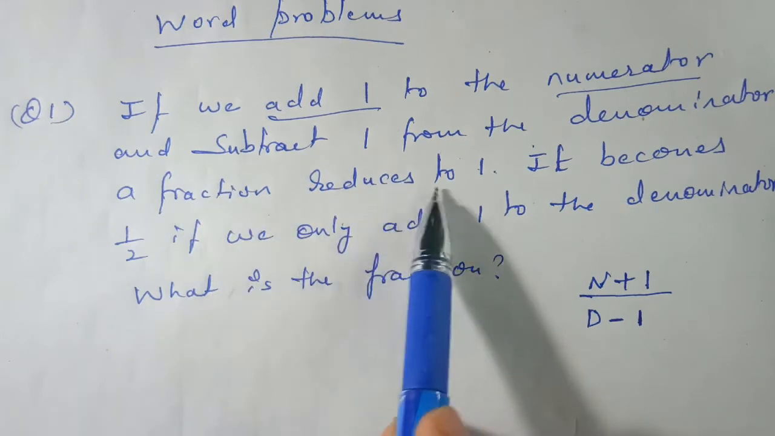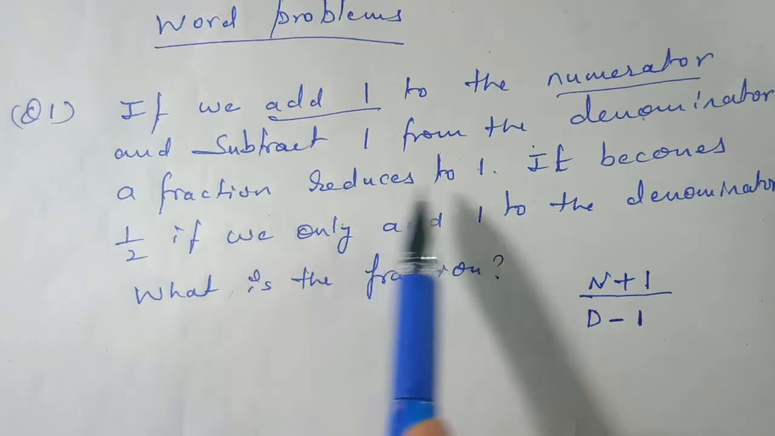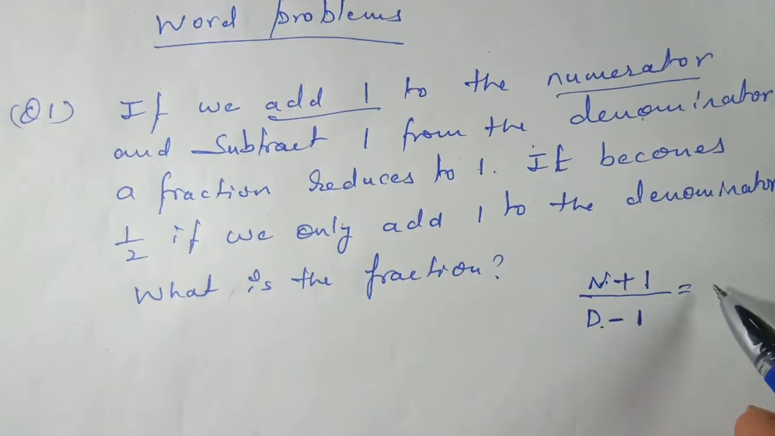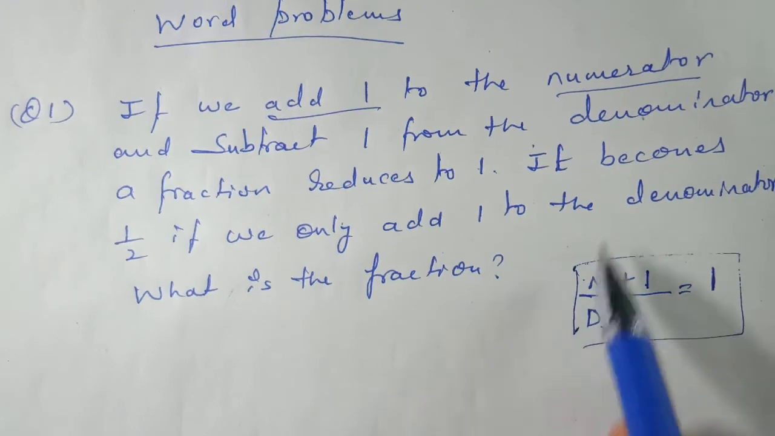If we subtract 1 from the denominator, the fraction reduces to 1. It means the fraction becomes 1. Numerator upon denominator gives the fraction, so the fraction becomes 1. So this is the first condition.